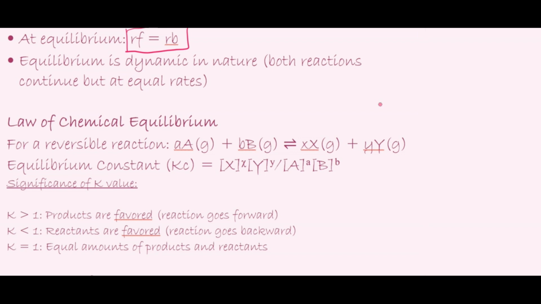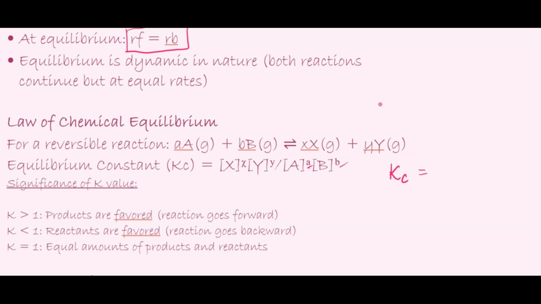Let's say this is a reaction I'm going to take. a moles of A reacting with b moles of B gives, in equilibrium, x moles of X and y moles of Y. So how will you write your Kc? It is just the products raised to the power of their moles, I mean the reaction coefficients, divided by the reactants raised to the power of their moles.